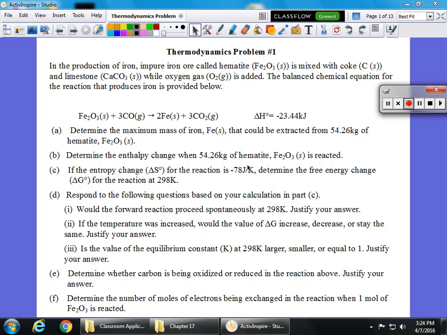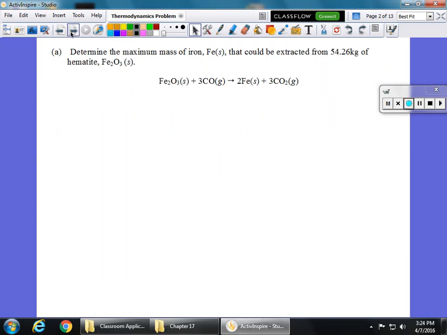So the first part of this problem starts out with giving you a mass of hematite and asking you for the mass of iron. So this is a straightforward mass-mass problem using the balanced chemical equation. In this case, you're given a number of kilograms which you're going to have to convert into grams. So 54.26 kilograms is the mass that's given of Fe2O3. First things first, kilograms to grams.